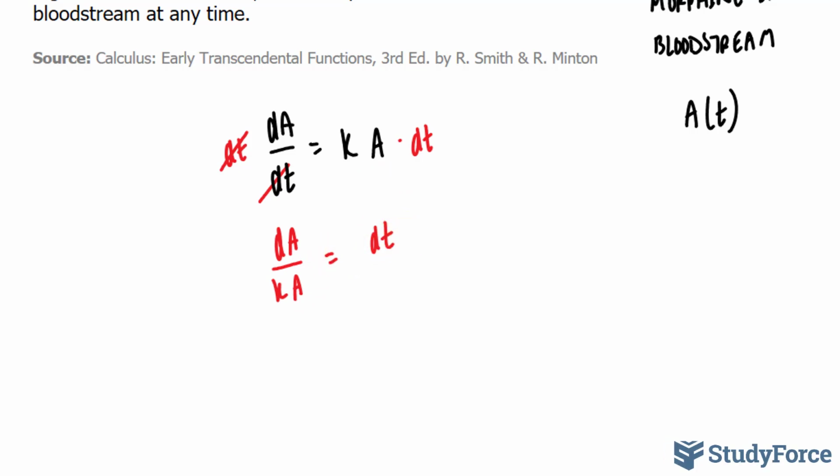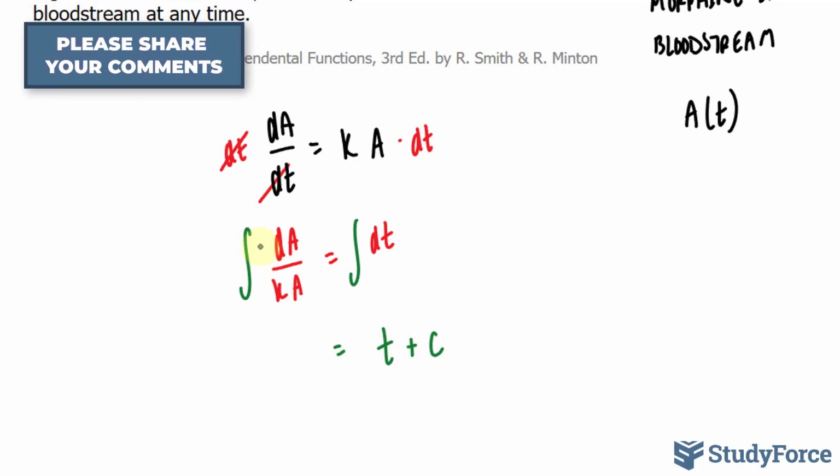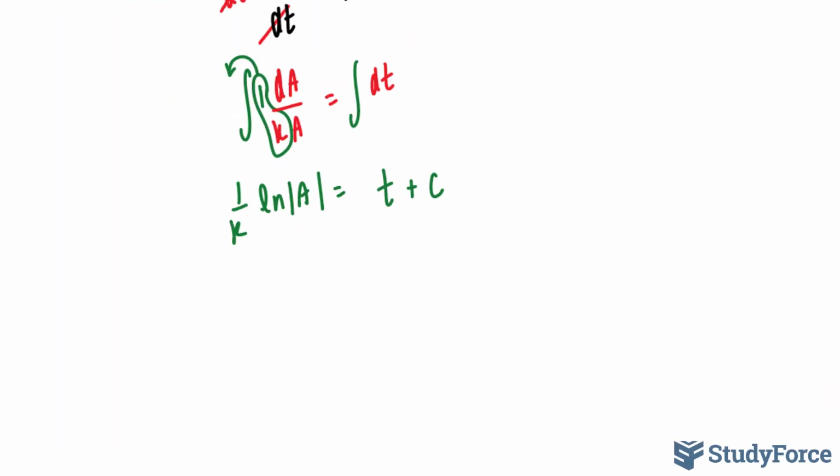Now that dA and dt are on the top level of each of these fractions, I can integrate both sides. I'll integrate this side and this side. Of the two, dt is easier to integrate. It simply becomes t plus c, our constant. And on the left side, I can pull out 1 over k, given that it's also a constant, a number. And integrating dA over A gives us ln absolute of A. I'll next multiply both sides by k to clear the denominator on the left side. This goes away, and we're left with kt plus c. No need to put a k in front of the c.